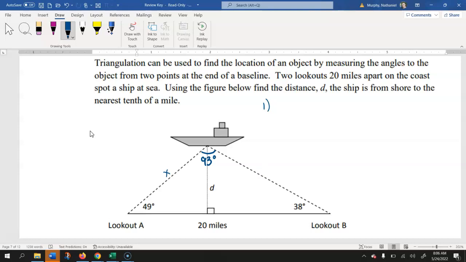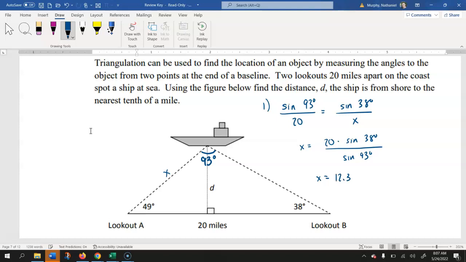So again, ignore that dotted line D and just focus on the large triangle. So I would have the sine of 93 degrees over the side across from it, which is 20, is proportional to the sine of 38 degrees over the side that I'm trying to find. So when I do that, I would take 20 times the sine of 38 degrees, divide that by the sine of 93 degrees. You get that side X is 12.3.